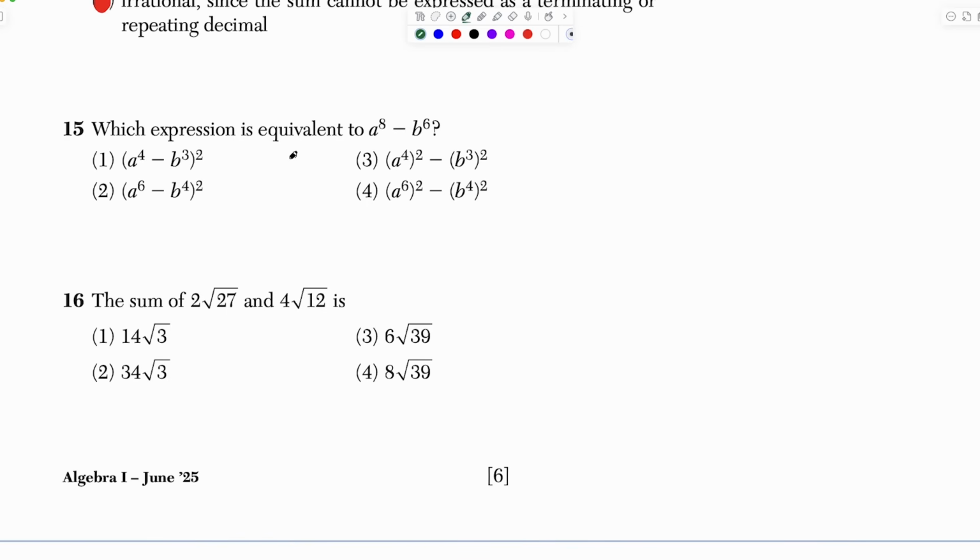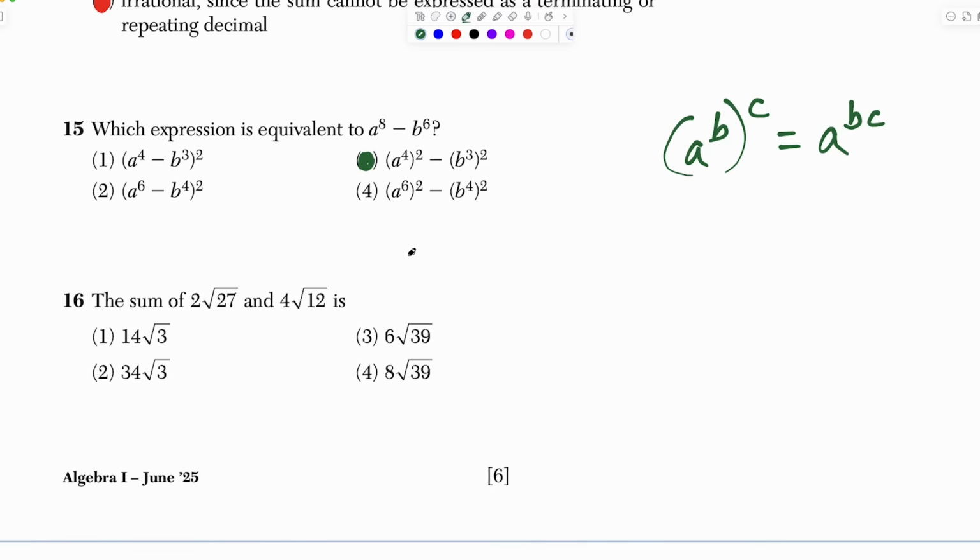Question 15, which expression is equivalent to a to the 8th minus b to the 6th? And for this one, it really helps to know this rule. a to the b to the c power is equal to a to the b times c. When you have a power to a power, you can just multiply those powers together and get your exponential expression. So just looking at what they have here, I could see that choice 3 is our answer.